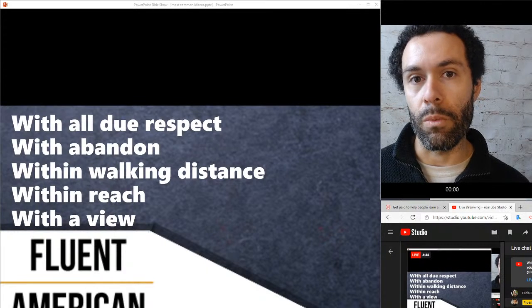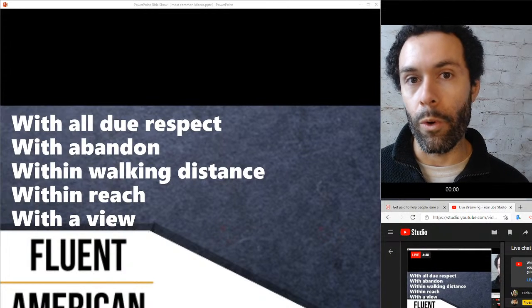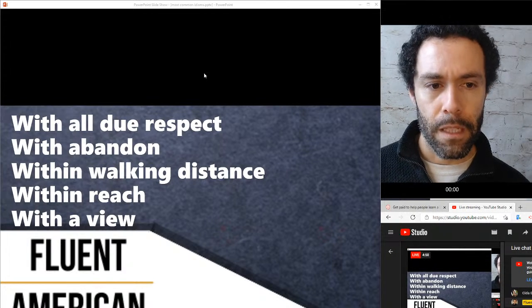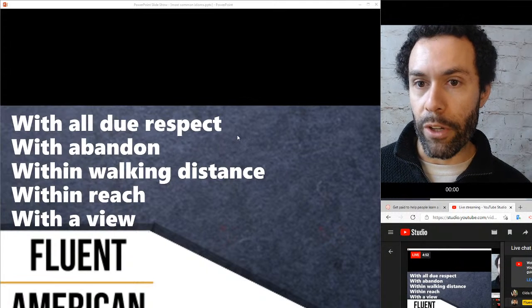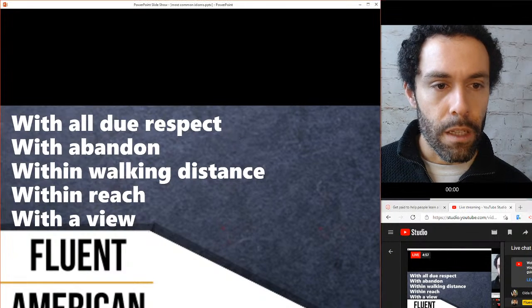Okay, it doesn't need to be "with a view." It's just "with a view." A room with a view. Okay, if you think of some other prepositional phrases with "with" that you have questions about, be sure to let me know.